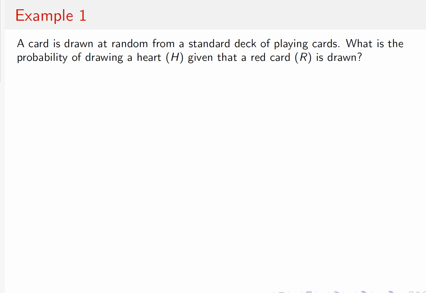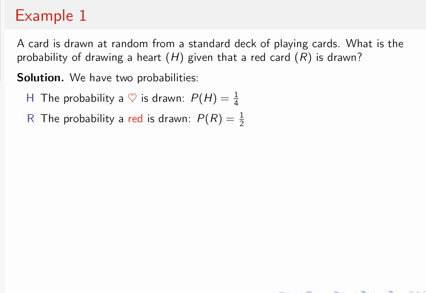But now we're actually just looking at the probability of drawing a heart. The hearts are one out of the four suits. There are 13 cards per suit, so there's a 1/4 chance of drawing a heart. The probability that a red is drawn is 1/2 because half the deck is black and half the deck is red. And the probability that you draw either a heart or a red card, well, all the hearts are red, so it's 13 out of 52, or 1/4.